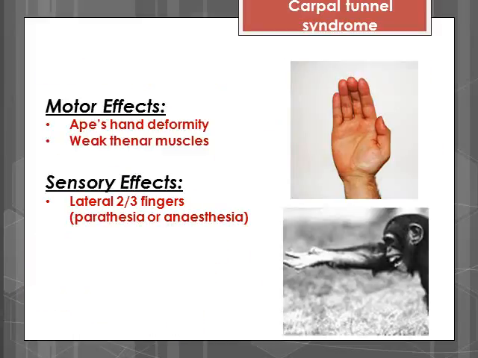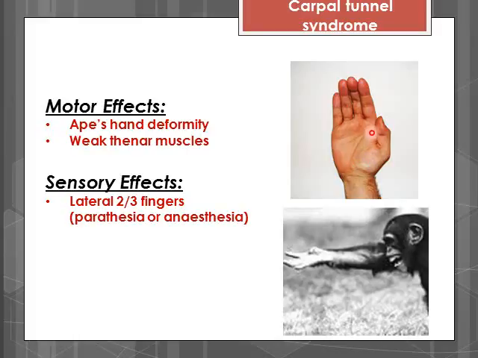Carpal tunnel syndrome includes motor and sensory effects. Motor effects include ape hand deformity and weak thenar muscles. As we see here, these are the thenar muscles that are wasted and weak.